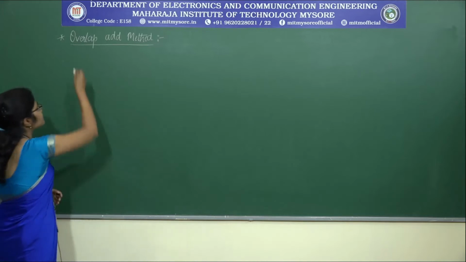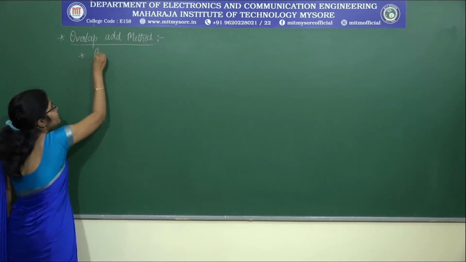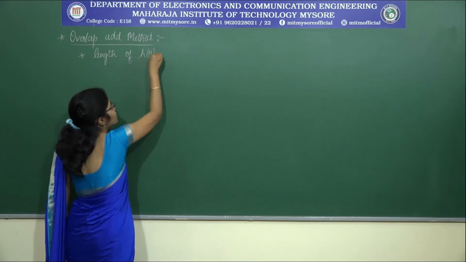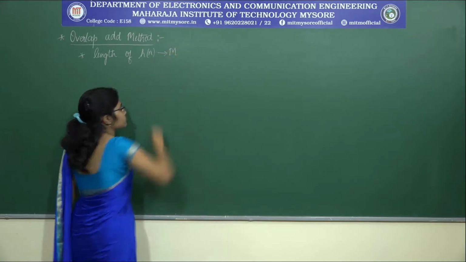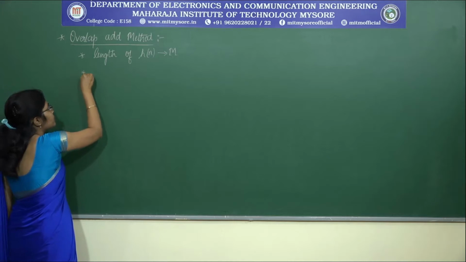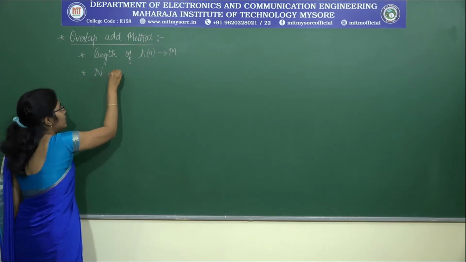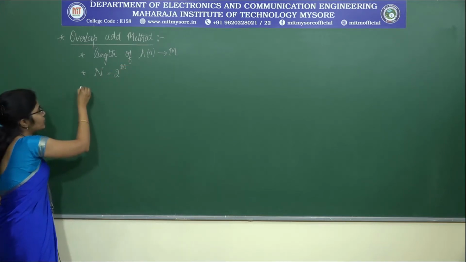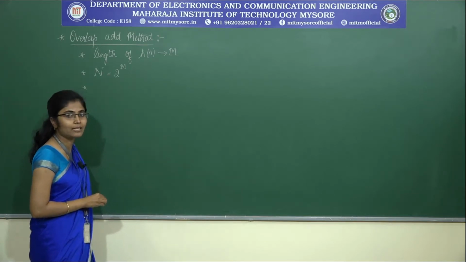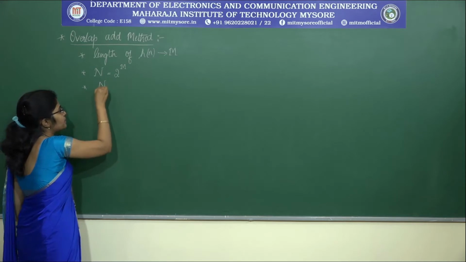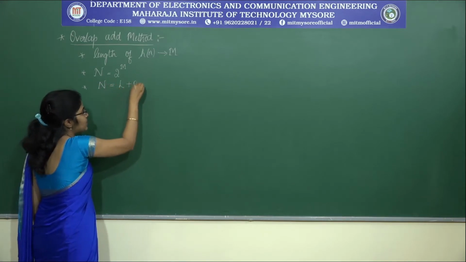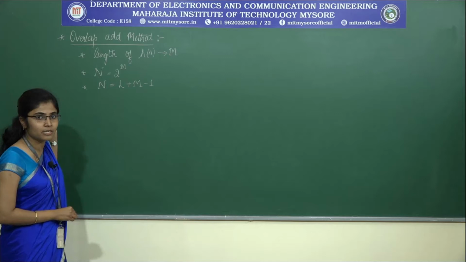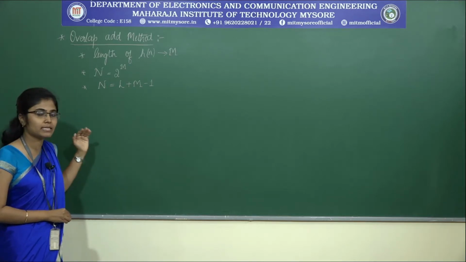In the first step, we find the length of h of n and we denote that length as M. In the second step, we find the value of N with the help of the formula N is equal to 2 power M. After finding N, we find the value of L with the help of the formula N is equal to L plus M minus 1. The same steps we perform in the overlap save method also. The starting 3 steps for overlap add and save are the same.